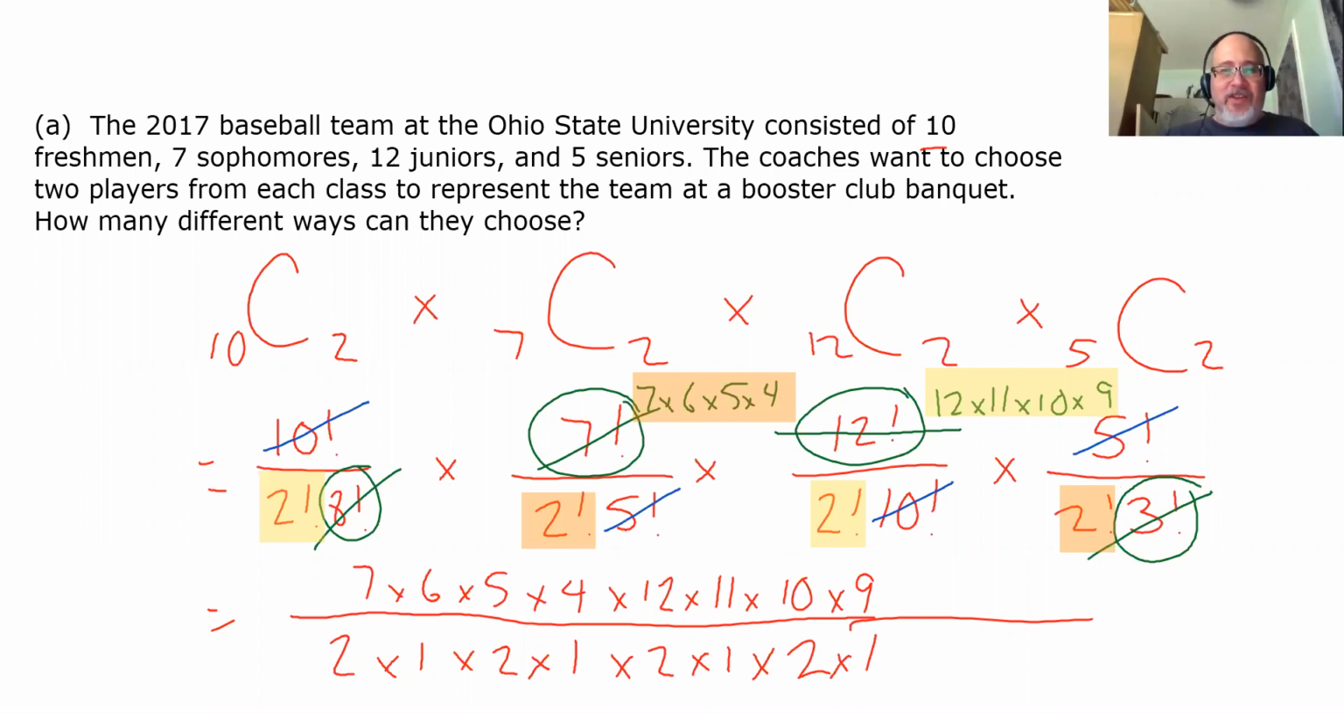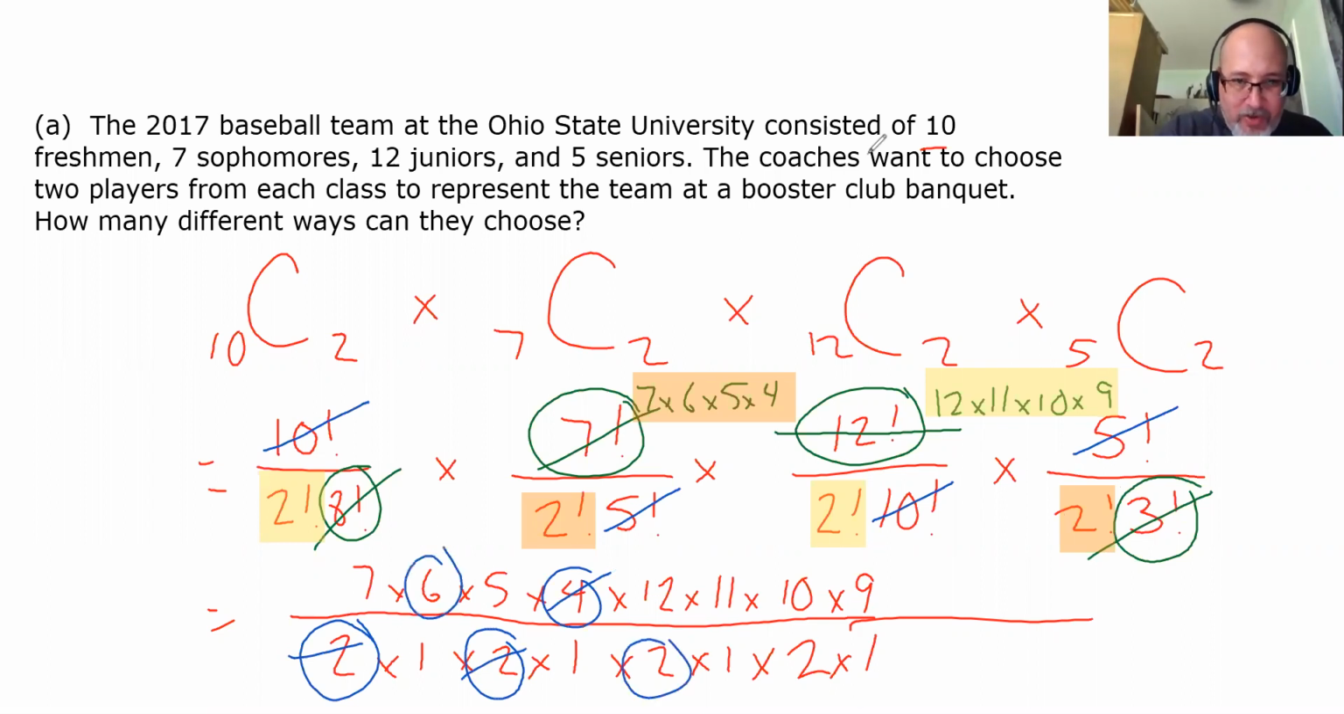All right, let's see if there's anything else we can get rid of. Notice the only numbers we have left on the bottom are a bunch of 2s, so we can find some things to cancel with them. That would be great. If I multiply these two 2s together, they become a 4, so all that cancels.